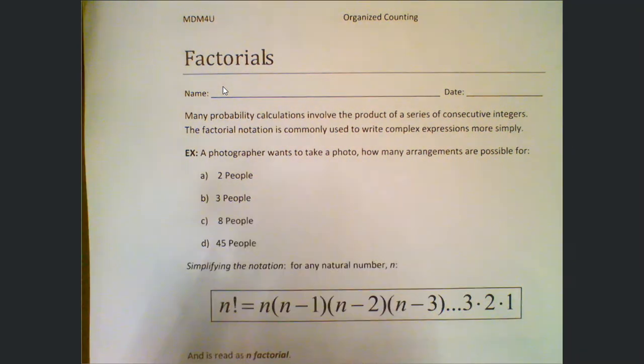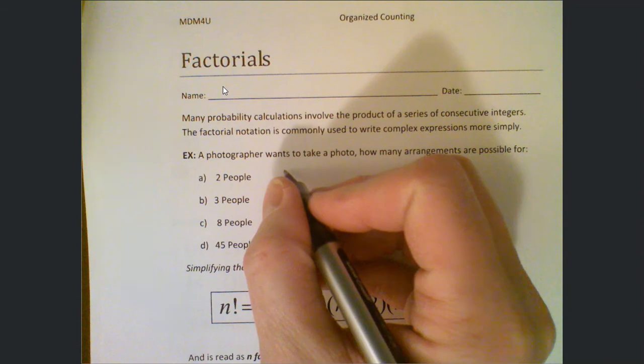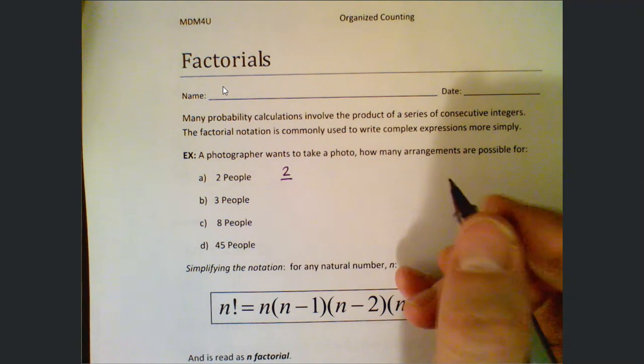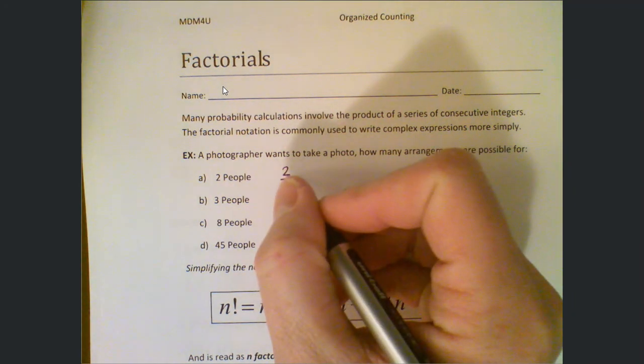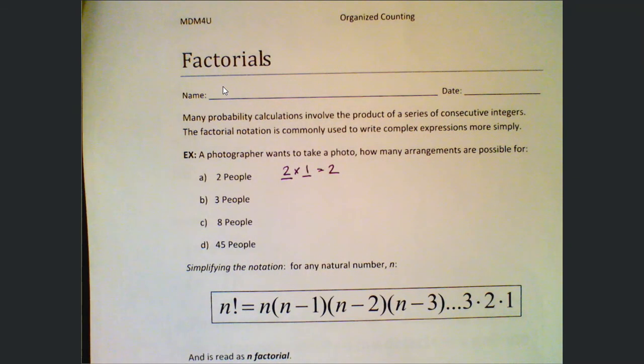Okay, so imagine a photographer shows up and says, I want to take a photo, and there's only two people there. How many different possible arrangements are there for those two people to stand side by side? Well, the fundamental counting principle says there are two people, and you have two options for the first position. One of them's used. So there's two possible ways of arranging those people. One person can be on the left, one on the right, and they switch. Two possible ways. How about three?